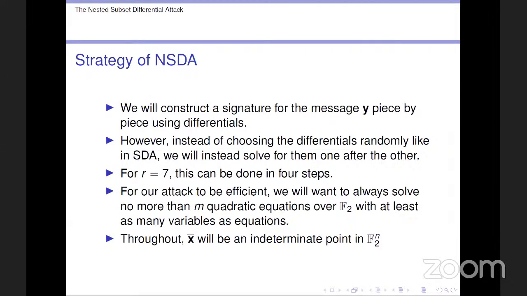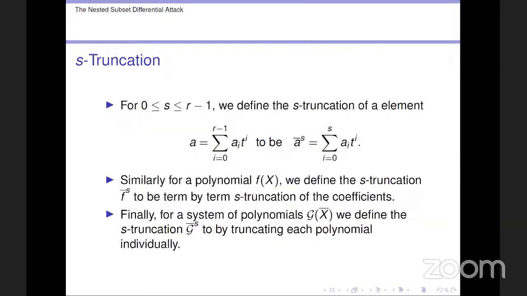For our attack to be efficient, we want to always solve no more than m quadratic equations over f2 with at least as many variables as equations. And we have to solve over f2 because there's no other intermediate field to the d, because d can only be 1 because R is prime. Throughout, x bar will be an indeterminate point and f2 to the n.